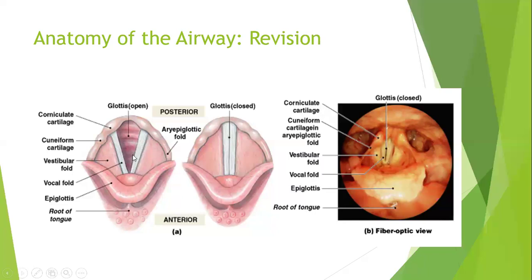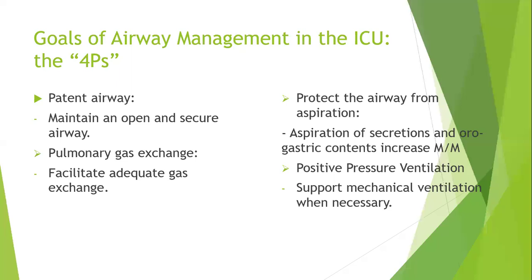I like telling people, if you see those two white structures, you are good to go. And sometimes when you cannot see anything, you can see the epiglottis. It's a good sign that you might be able to secure the airway. So this is the fiberoptic view. This glottis is closed. It's very important for us to have this picture at the back of our mind as we manage patients' airway in the ICU.